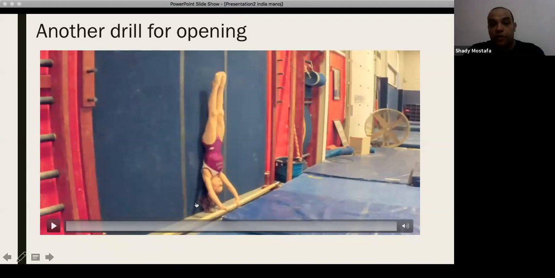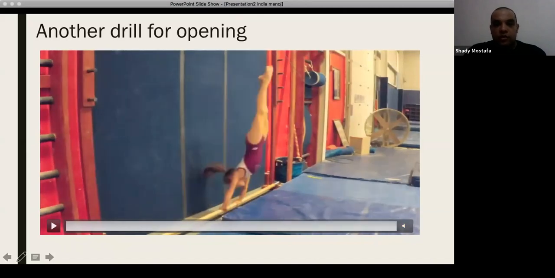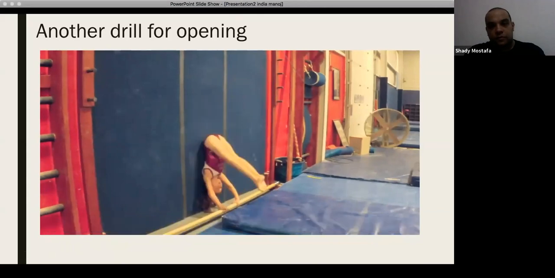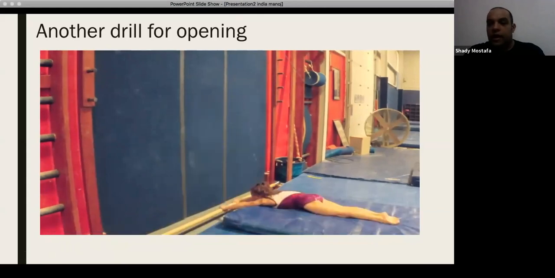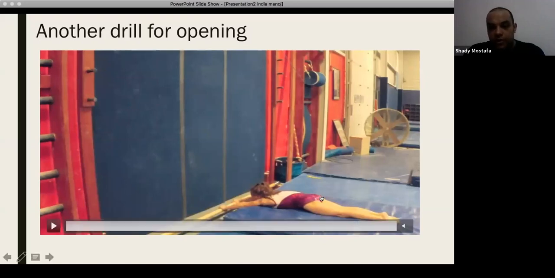This is another drill for opening. Of course, if you have a wall in your gym, or a floor bar, you can do this easily. Go like this, push, easy, and go to support. Again, push, or down, or to support, depends, doesn't matter. What's more important is tight body position, hips squeezed, hollow shape.